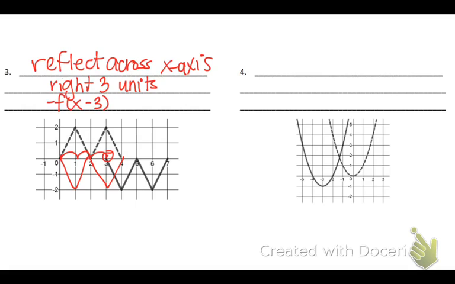Now on number 4, okay, number 4 looks like there might be a stretch or compression. I don't know though. So I'm going to help you figure out how we can check for that, okay?